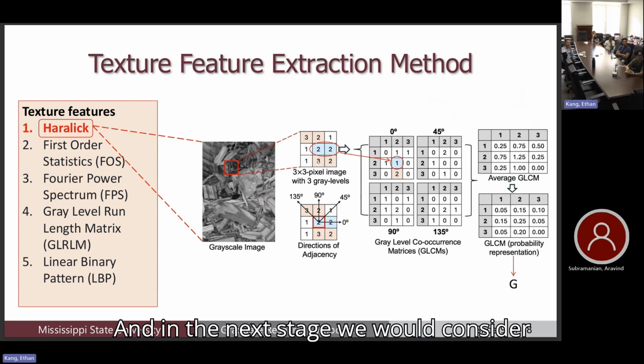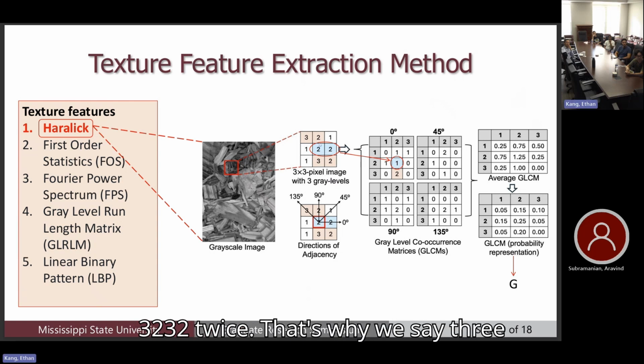And in the next stage, we would consider constructing an adjacency matrix with different directions. For example, if we take direction 0, then we will try to see if there are similar values along the x-axis. So as you can see here, we have the pair 2 and 2, and this pair occurs only once. That's why we consider this index 2 and this index 2 to have the value of 1. And again, we have 3, 2 occurring twice. That's why we say 3 and 2 is equal to 2.